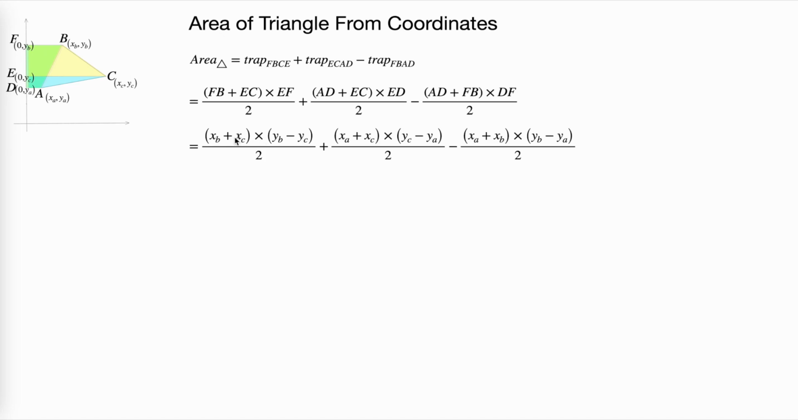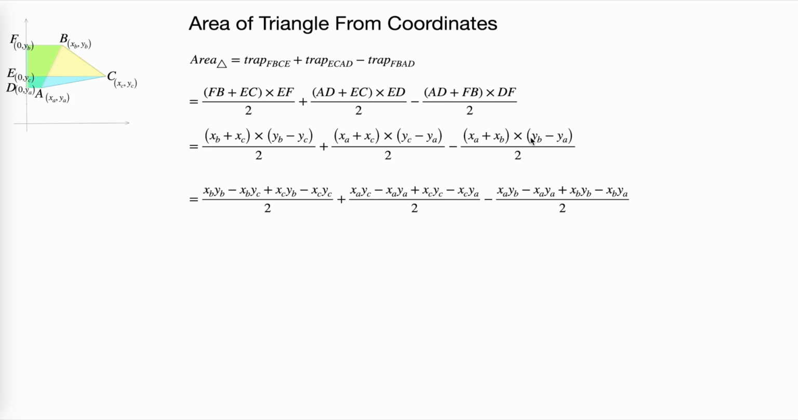I'm going to multiply these. I have to FOIL this. So the xb multiplies the yb. Then the xb multiplies the negative yc, giving us negative xbyc. Then the xc multiplies the yb, giving us xc times yb. Then the xc multiplies negative yc, giving us negative xcyc. The xa multiplies the yc over here, so we have xa times yc. The xa multiplies the negative ya, giving us negative xaya. The xc multiplies the yc, giving us xc times yc. Then the xc multiplies the negative ya, giving us xc times ya, and all of that's divided by 2.